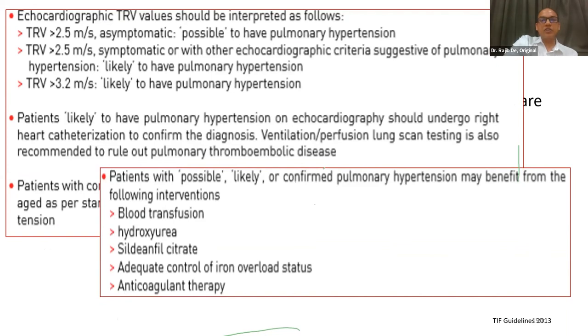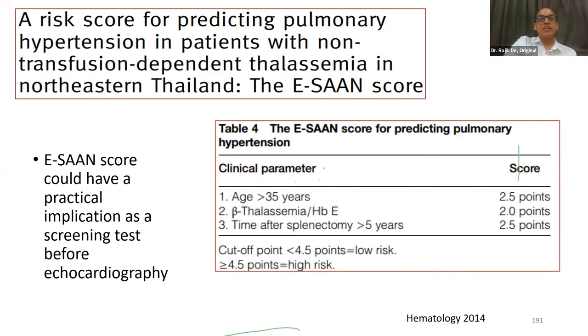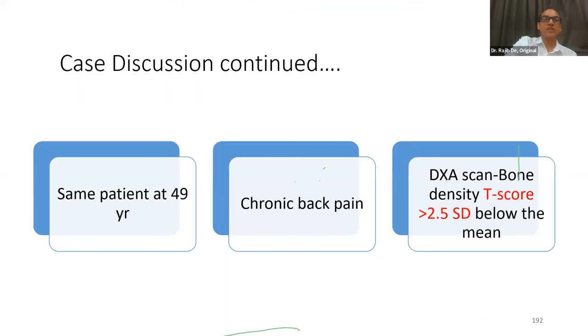Often sildenafil can be used. There is a risk scoring for pulmonary hypertension depending on age more than 35 years, beta thalassemia or hemoglobin E, and time after splenectomy. This score may help in predicting pulmonary hypertension.